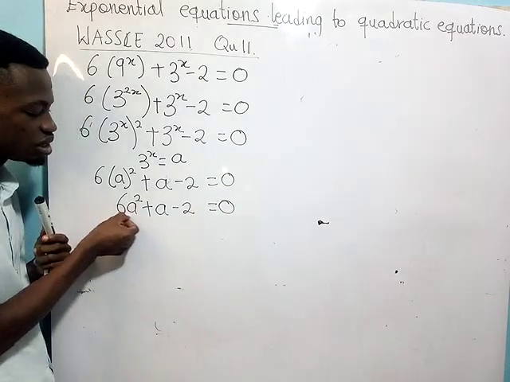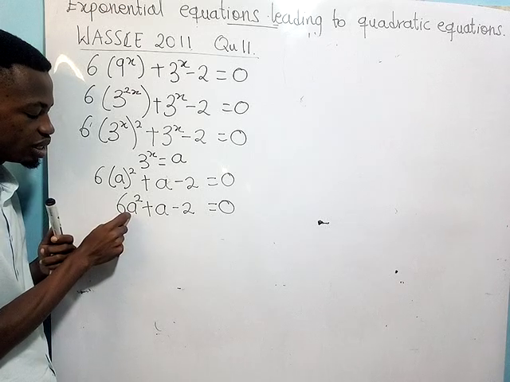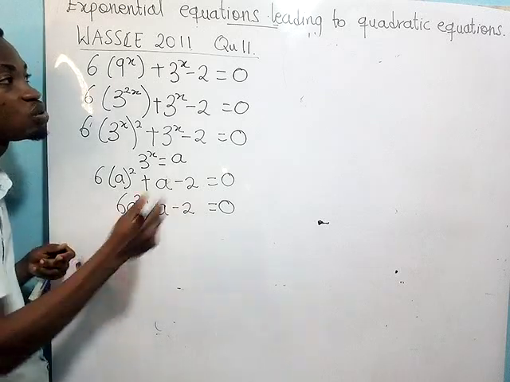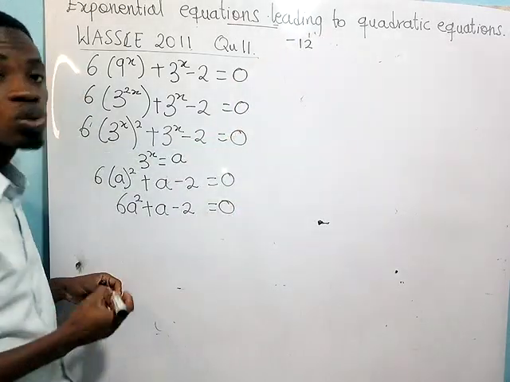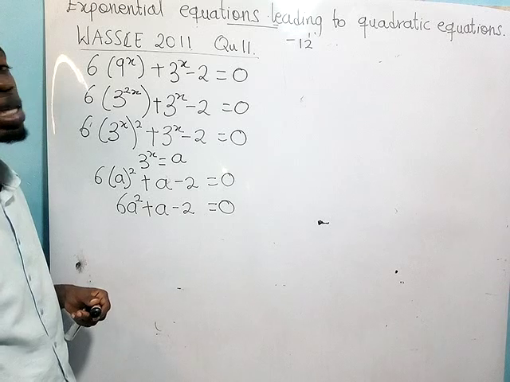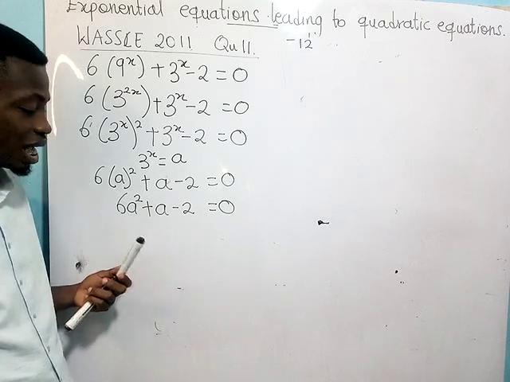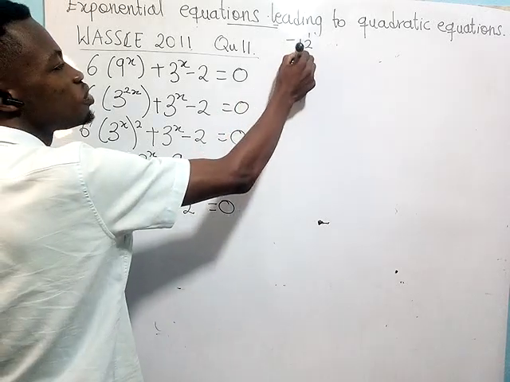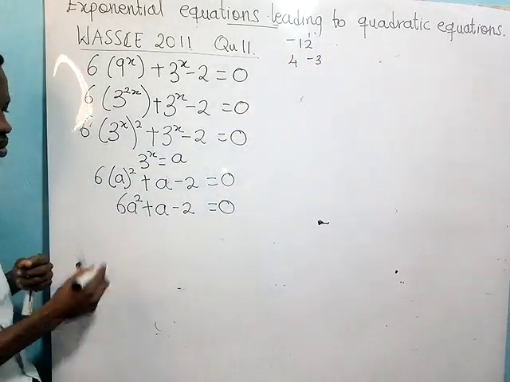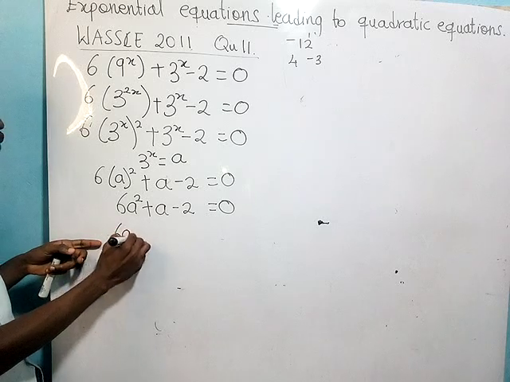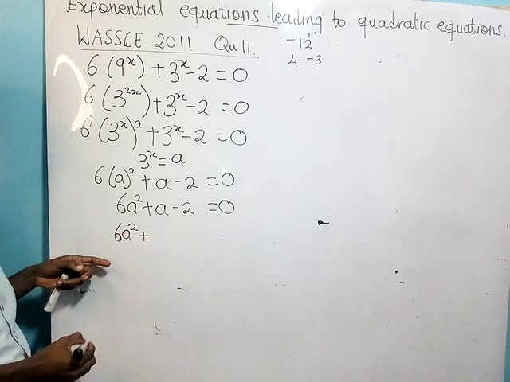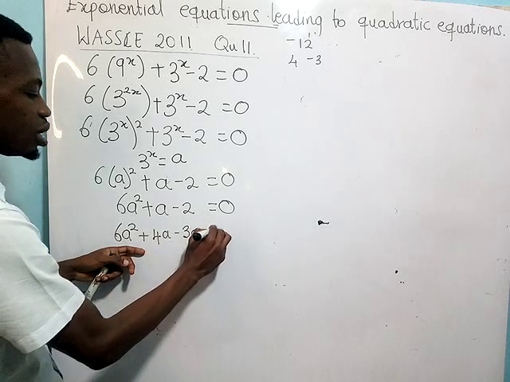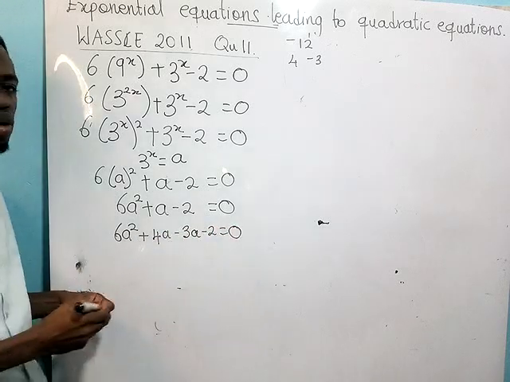Now since the coefficient of a squared here is not 1, this will multiply the negative 2, where we obtain negative 12. So we need to find the factors of negative 12, which when we add, we obtain positive 1. And basically it is going to be 4 and negative 3. So we are going to have 6a squared plus 4a minus 3a minus 2 is equal to 0.